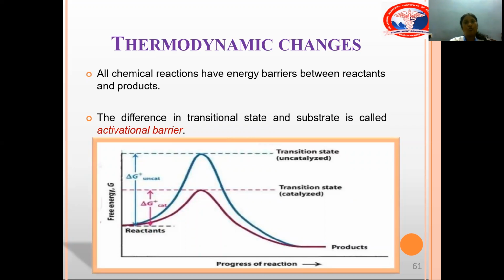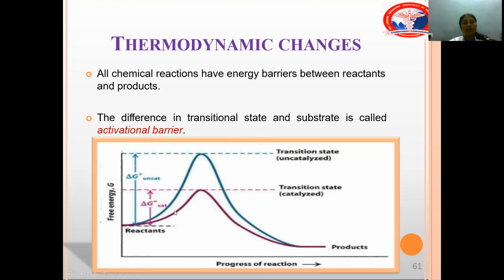Thermodynamic changes. What are the thermodynamic changes which can happen in an enzyme catalyzed reaction? All chemical reactions have their own energy barriers between reactants. The difference in energy between the transition state and the substrate free energy is called the activation barrier. Here you can see a diagram we have already seen. The reactants are nothing but the substrate. The x-axis gives the progress of the reaction and the y-axis gives the free energy of the molecules.